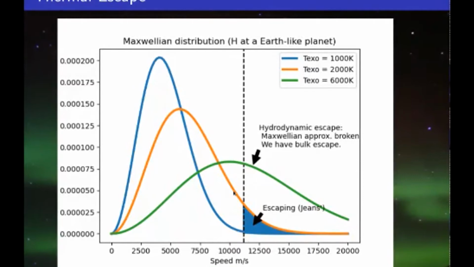And so if that escaping fraction is small with respect to the Maxwellian, we are in a regime that we call Jeans escape. And that's fine. We can easily approximate the escape function. But if we start to have a large fraction of that Maxwellian which can escape, it's a little bit more complicated. We have to look in terms of fluid, and we are in the regime of bulk escape, also known as hydrodynamic escape.